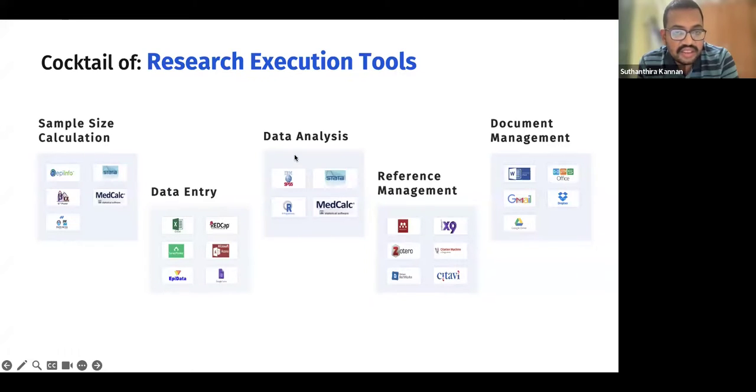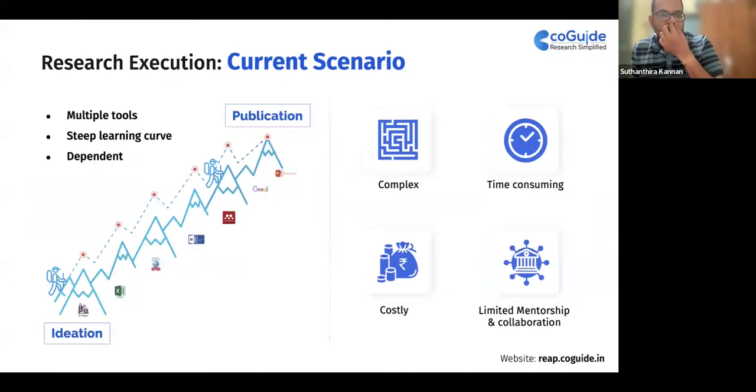For data analysis, you have various softwares. SPSS is there, Stata is there, R is there, MedCalc is there, Jamovi is there. For reference management, you have commonly used Zotero, Mendeley, Citavi, RefWorks. For document management, alternately, you can use MS Office, Word, Dropbox, Google Drive, Gmail. So you should use a cocktail of softwares. For each step, you have to use one software. So the current scenario is that multiple tools should be there.